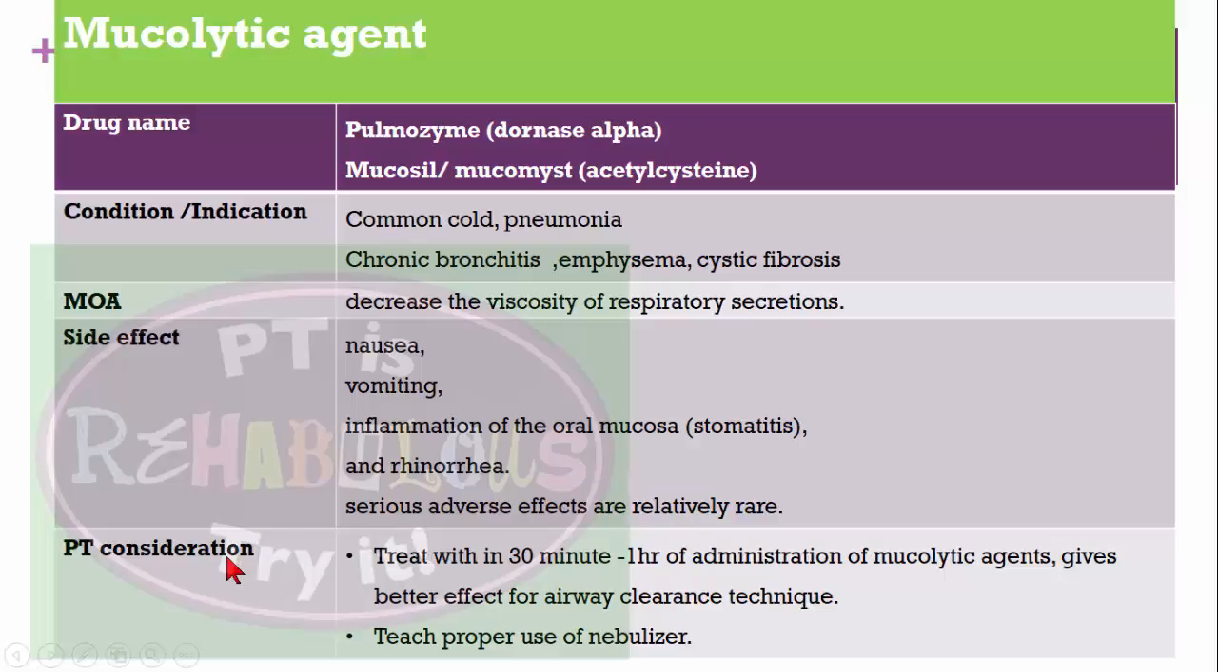So as a physiotherapist, what is the consideration for us? If the patient is taking mucolytic agents for chronic bronchitis or cystic fibrosis and we are giving chest PT, we need to administer chest PT within 30 minutes to 1 hour because this gives a better effect for the airway clearance technique. Teach proper use of the nebulizer to this patient. If they are not nebulizing properly, their secretions won't loosen easily and will remain thick as they are.